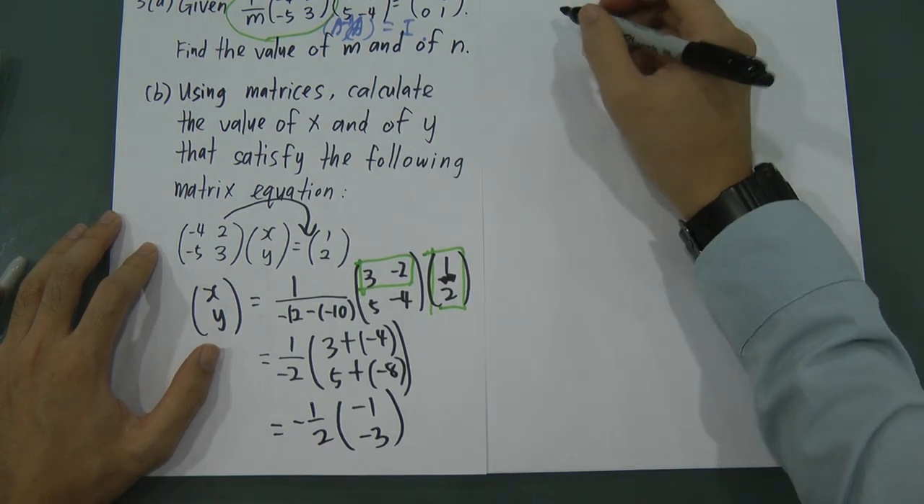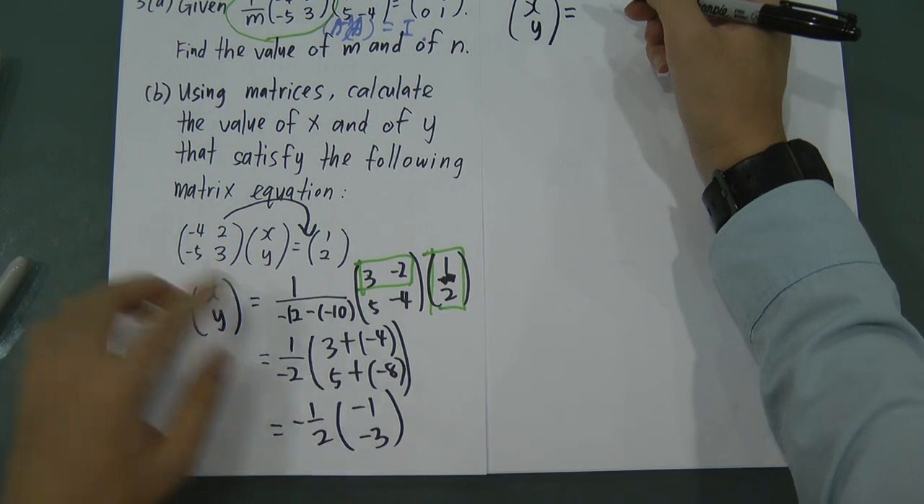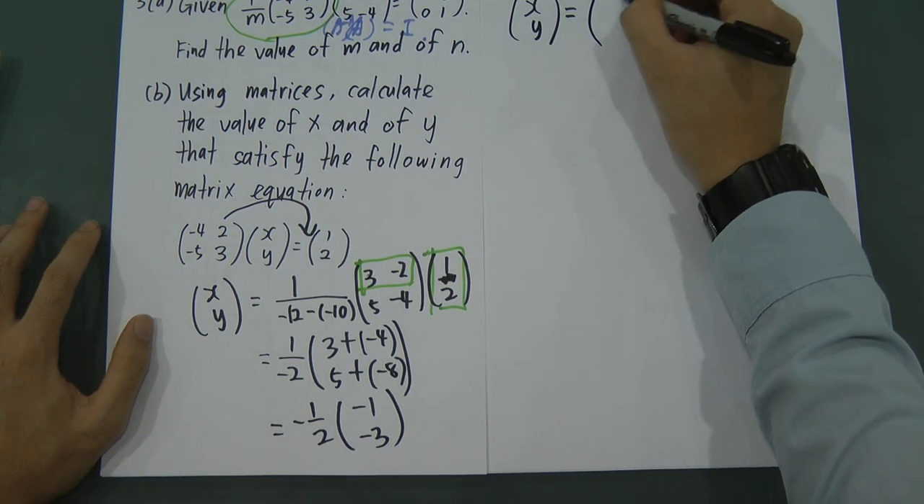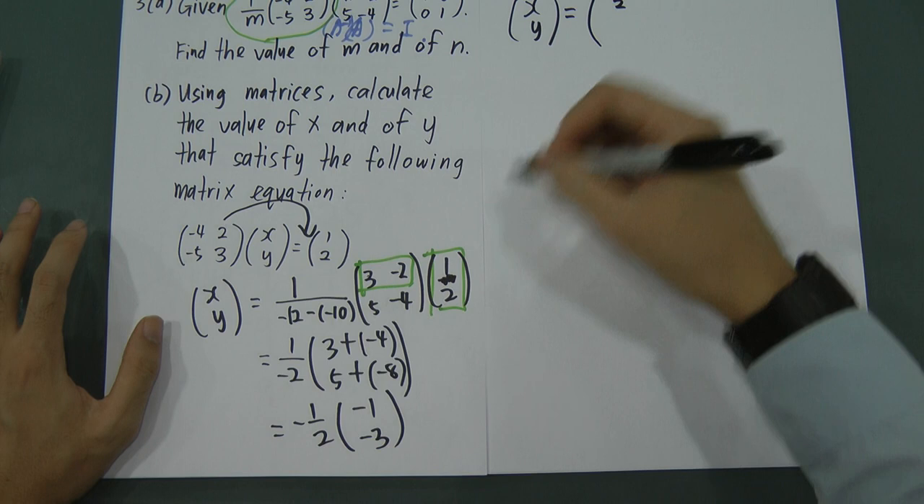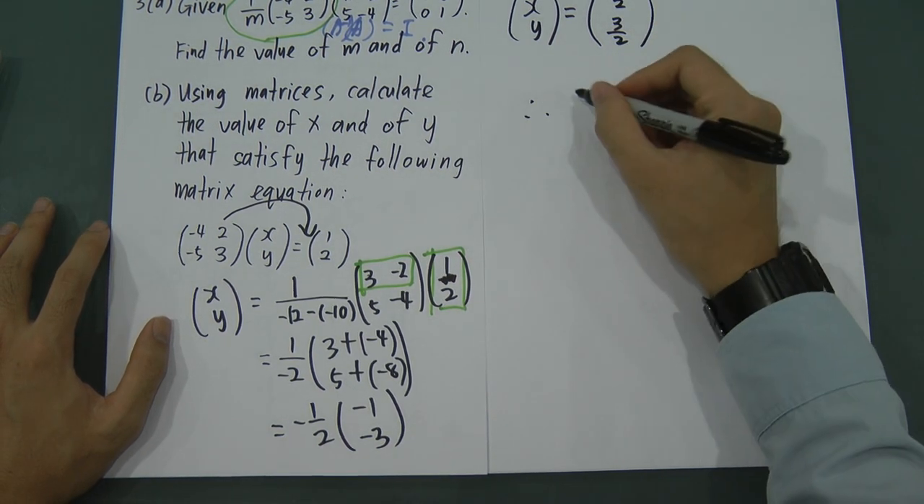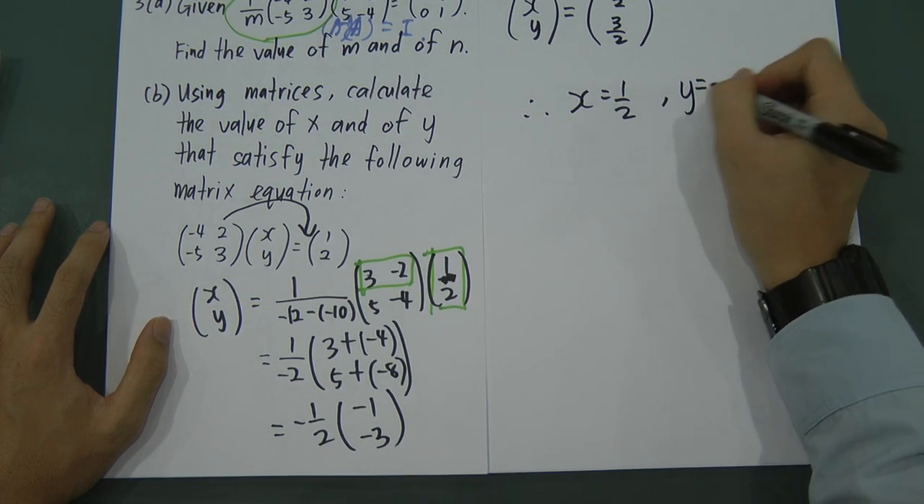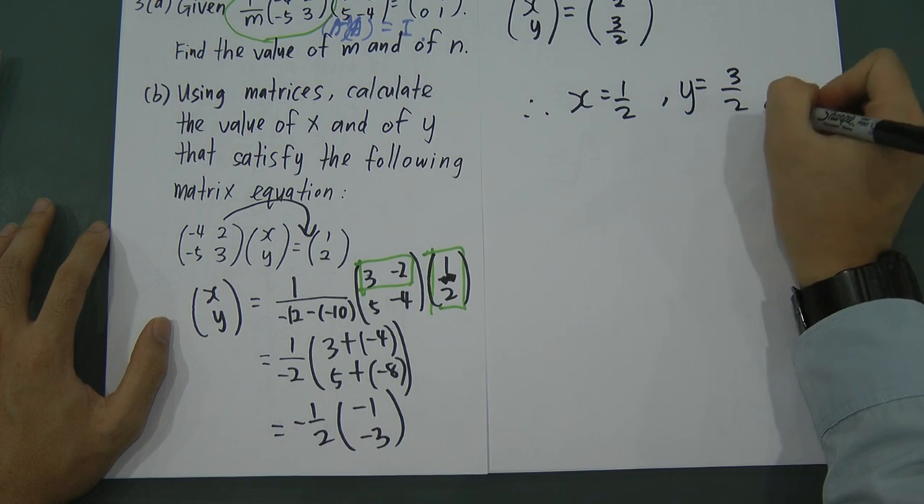Therefore over here I'm going to continue, therefore xy will get negative 1 over 2 multiple 1, I got 1 over 2. Negative 1 over 2 multiple negative 3, I will got 3 over 2. Therefore x is equals to 1 over 2 and y is equals to 3 over 2.